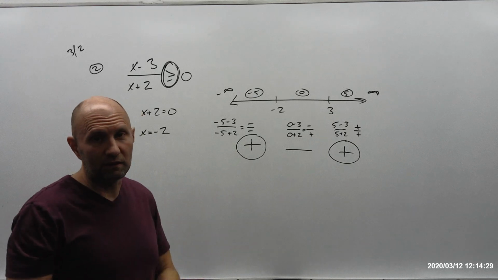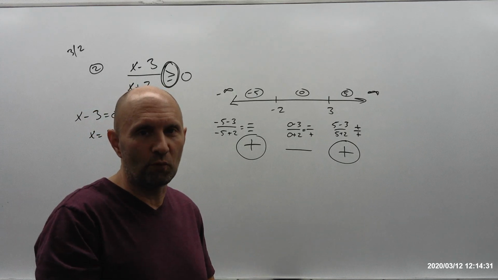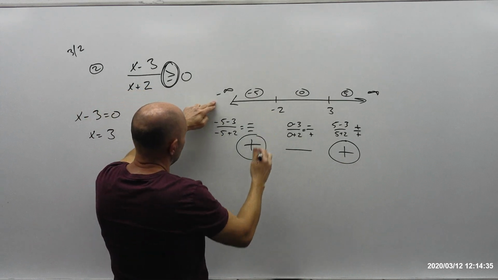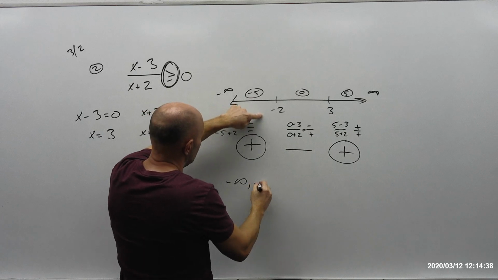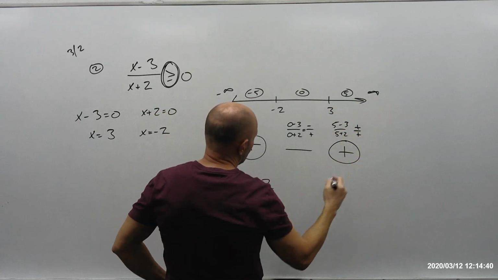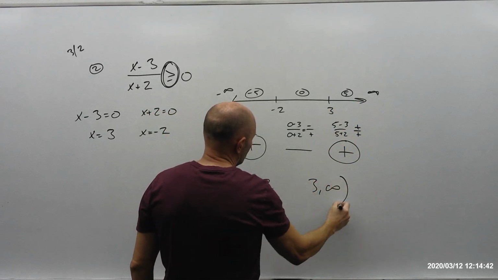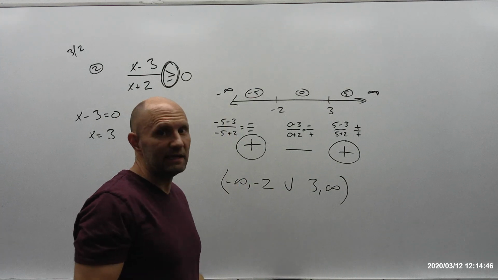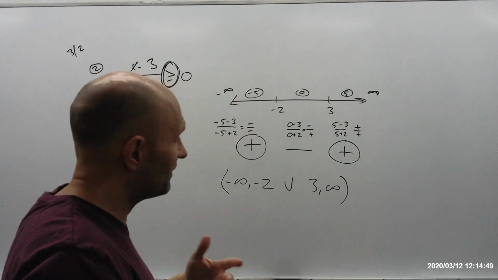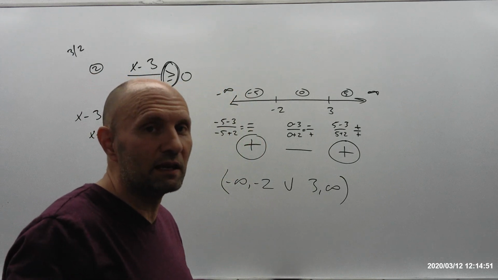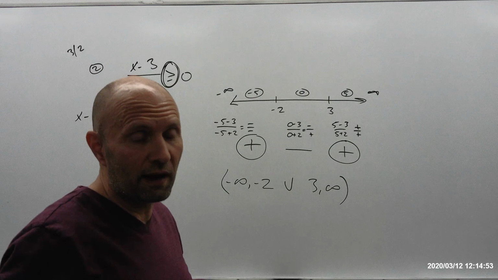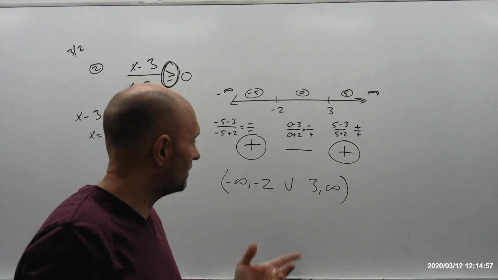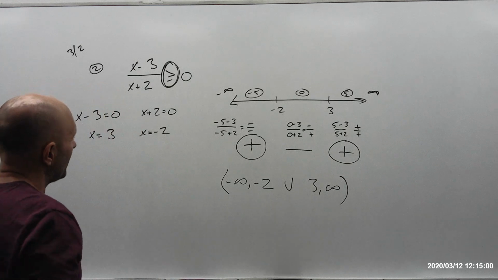The next thing to be careful of is don't use your test points. Use the actual values of the interval. So this interval is what? It's negative infinity to -2. And this interval is what? 3 to infinity. Now, the last piece is I need to test these endpoints. Test -2. Does it make the inequality true, false, or undefined? Test +3. Does it make it true, false, or undefined? So I know if it gets a parenthesis or bracket.